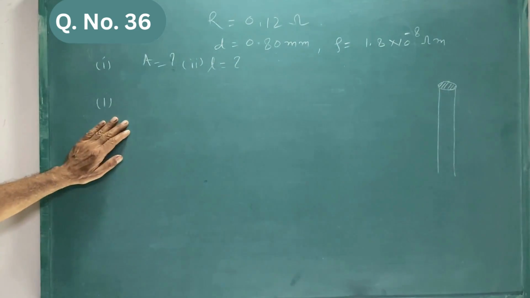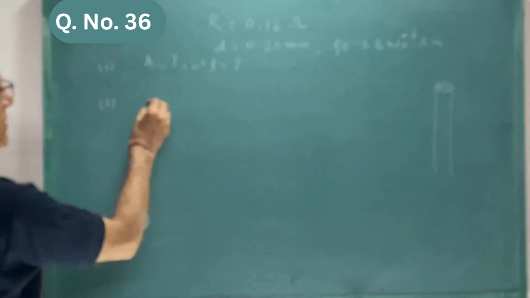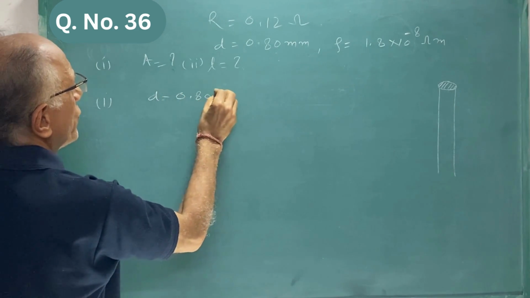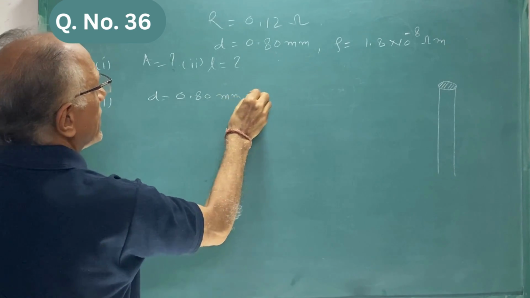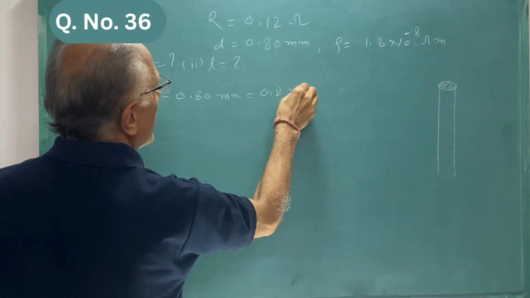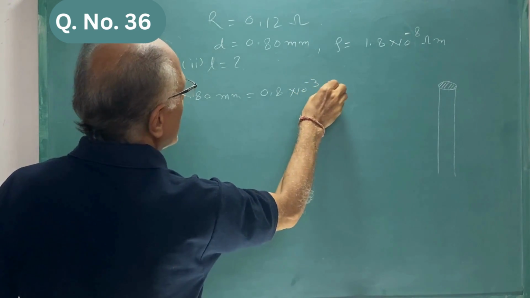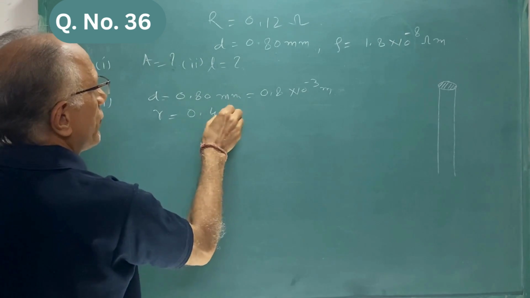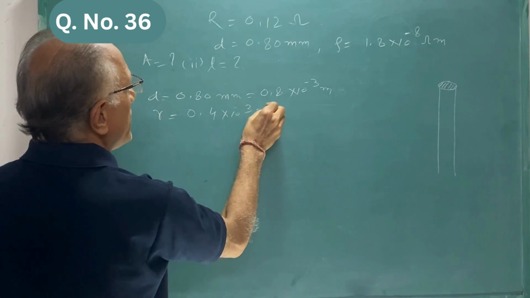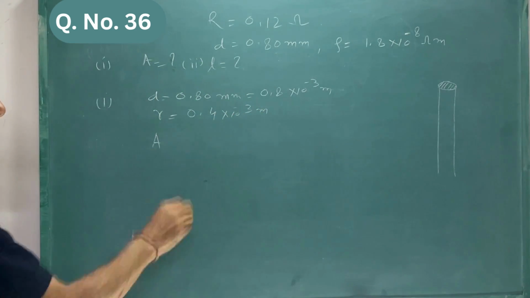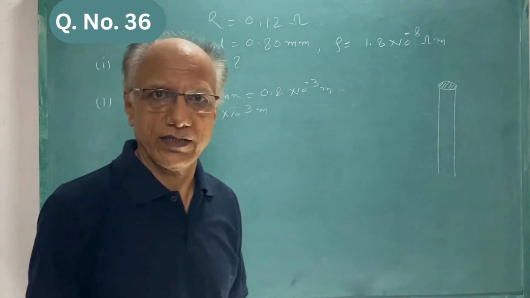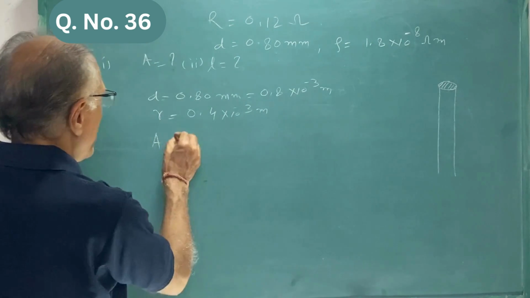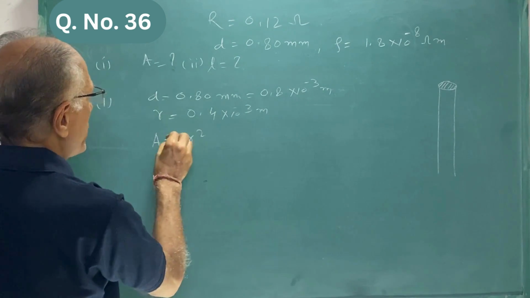So the first part: D equals 0.80 mm, that is 0.8 into 10⁻³ meter. So the radius will become 0.4 into 10⁻³ meter. And the cross-sectional area is always equal to what? No, not 2 pi r. It is pi r square.